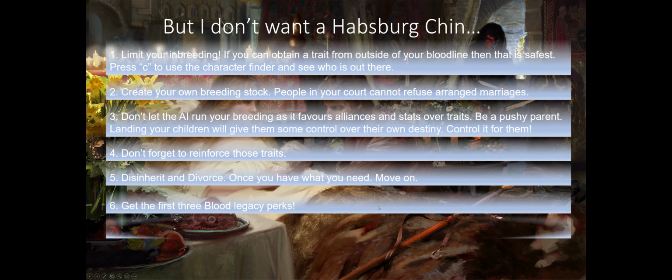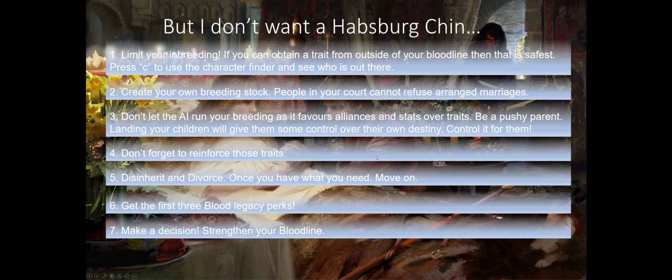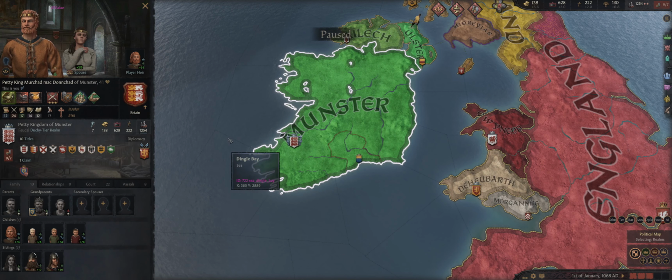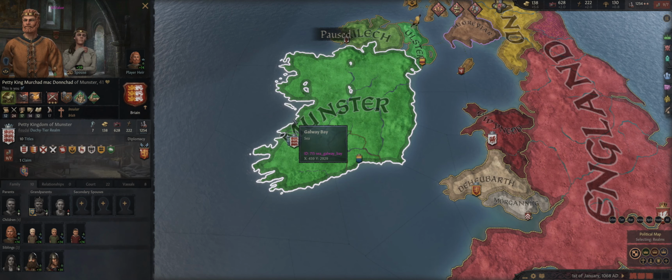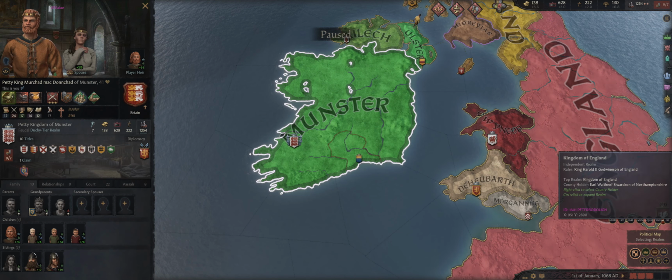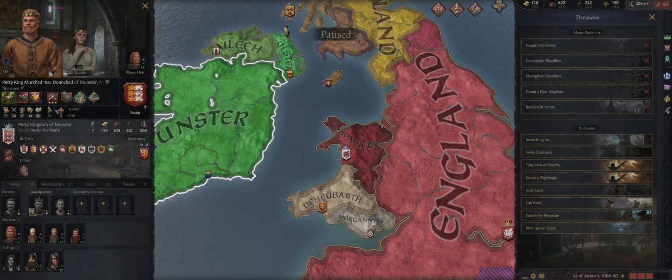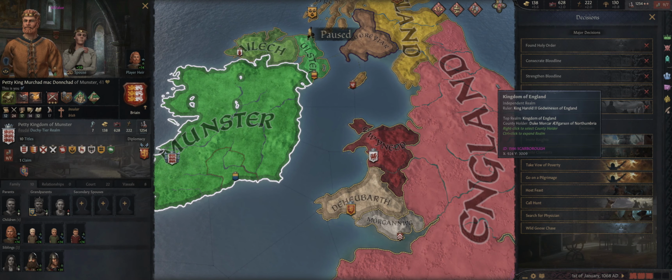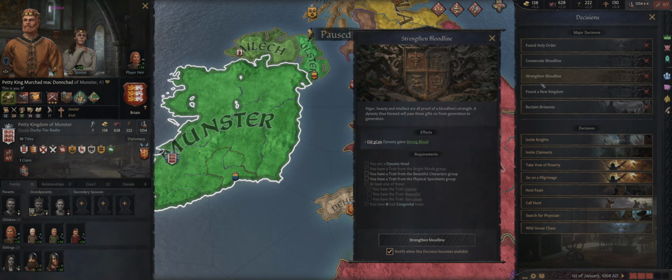So next up we have make a decision, strengthen your bloodline. So again, we're going to flick back to the game just to discuss where this is. So we're back in a different save file, and we have the genius perk added to this character. And the reason I had to do that is so that I can actually show you this in the decisions. So if we hit F8 to load decisions, under major decisions, you can now see the strengthen bloodline option.